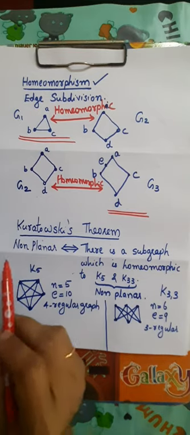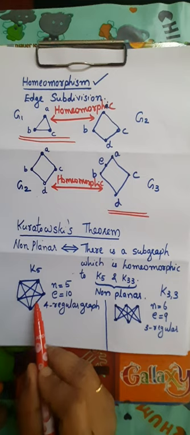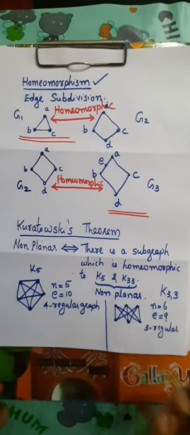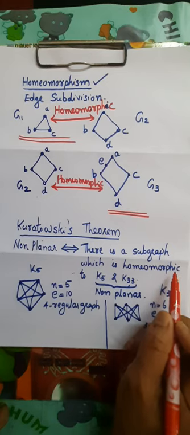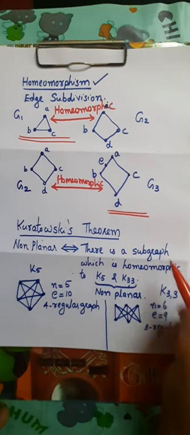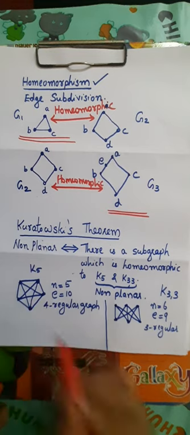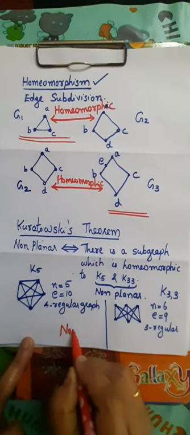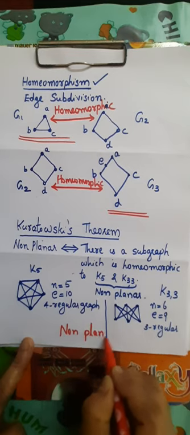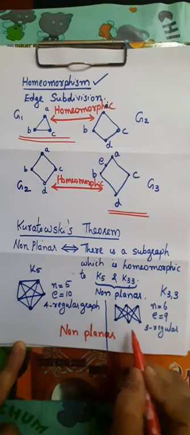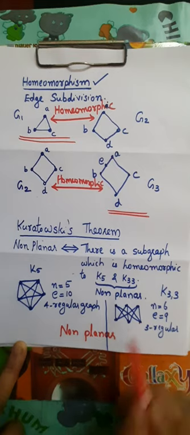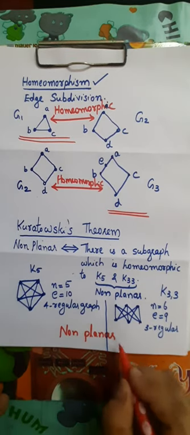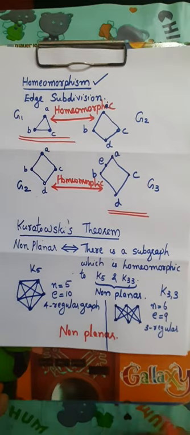Okay. But if we are able to identify K5 or K33 in a given graph using the operation homeomorphism, that is, identify a subgraph which is homeomorphic to K5 or K33, we can say that the given graph is non-planar. Both these graphs are non-planar. So if we can find these two graphs in the given graph, we can say that the given graph is non-planar. That is actually Kuratowski's theorem.